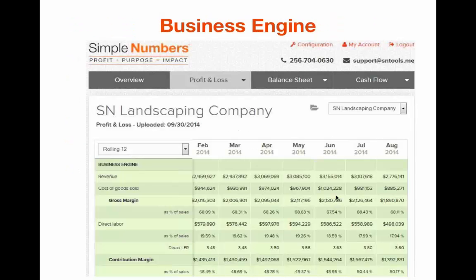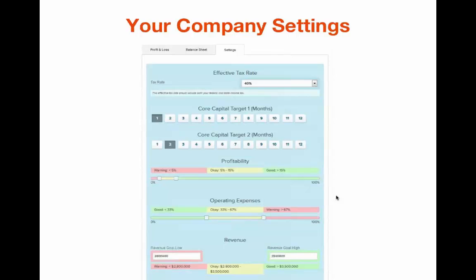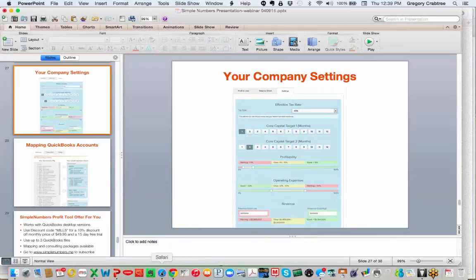These are some screenshots of the P&L, and I'll touch on these in a moment, and also the settings page. So let me drop out of here and go on over into the tool itself.